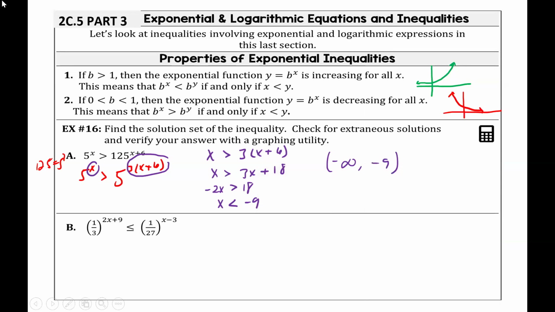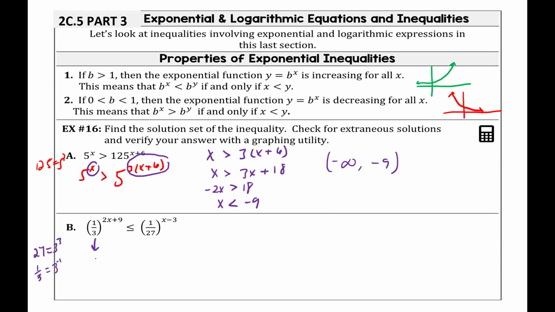Okay. All right. Next, we have 1/3 to the 2x plus 9 is less than or equal to 1/27 to the x minus 3. Okay. So again, we want to be mindful that 27 equals 3 to what power? If you said 3 to the third, you're a genius. Okay. So we know that 27 equals 3 to the third. Also, if we didn't want to work with a fraction, we know that 1/3 equals 3 to the negative 1, right? Okay, so we can rewrite this whole thing in a whole different format.